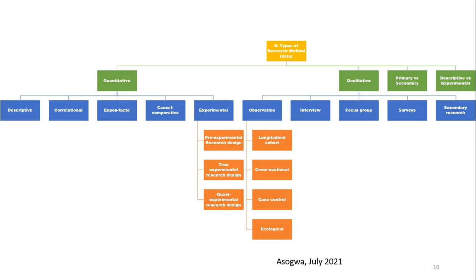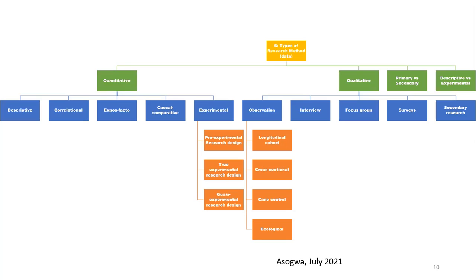So taking the first one, quantitative. Quantitative is divided into five. We have the descriptive quantitative research. We have the correlational quantitative research, ex post facto quantitative research, causal comparative quantitative research, and experimental quantitative research. Here, under experimental, now the designs you see here is pre-experimental research design, true experimental research design, and quasi-experimental research design.